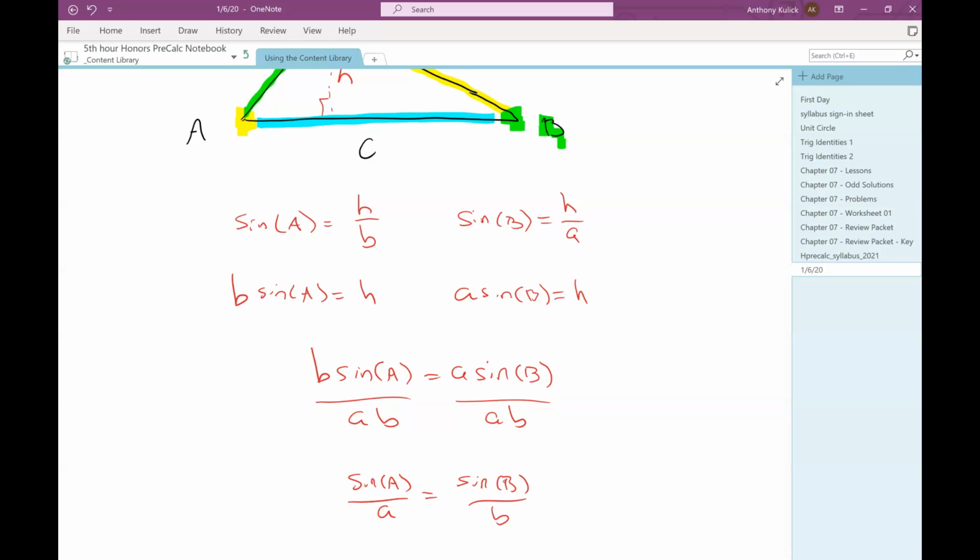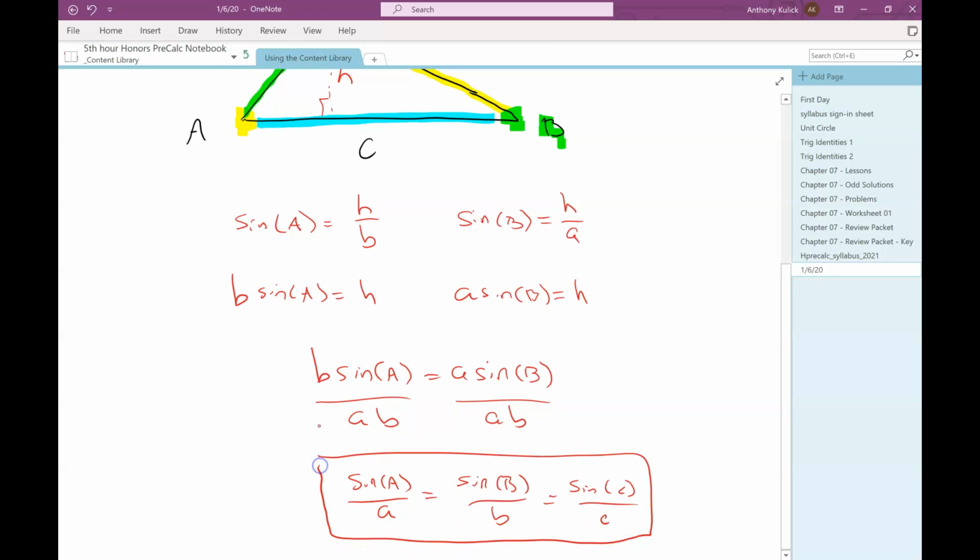And if I repeated that process and drew my altitude from either angle A or angle C, I would be able to get a second equation that says sine C over C is going to be equal to one or the other. So by the transitive property, we can just put them all equal to each other. And this is what we refer to as the law of sines. So that's our law of sines. We can use this for non-right triangles, which is excellent and quite handy.